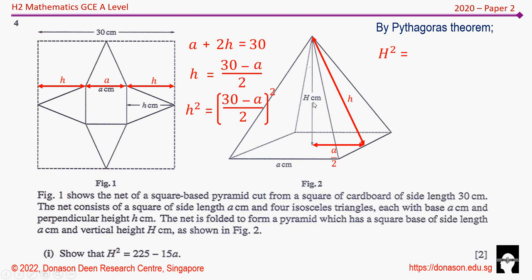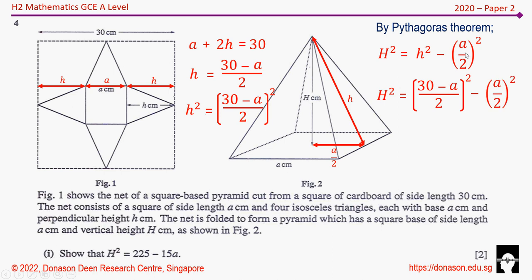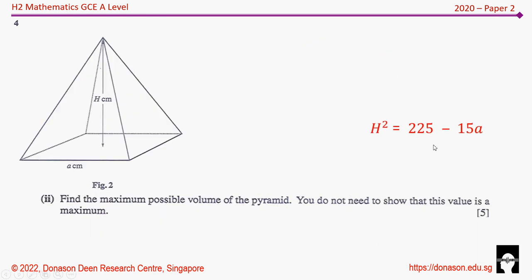So H squared, if you make it the subject, should equal the hypotenuse squared minus the square of this adjacent length, a over 2 squared. We have already calculated what h squared is, so let us replace the h squared with what we formed earlier. So H squared would equal 30 minus a over 2, the whole thing squared. From that we subtract a over 2 squared. So H squared should ultimately equal, if I simplify this and write it, 225 minus 15a.